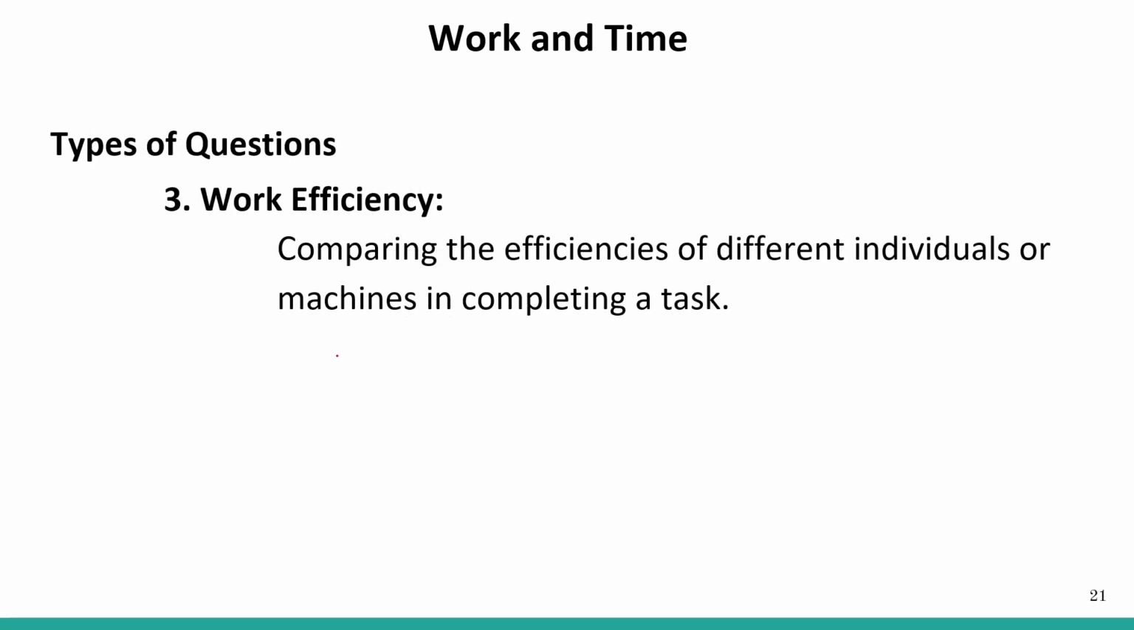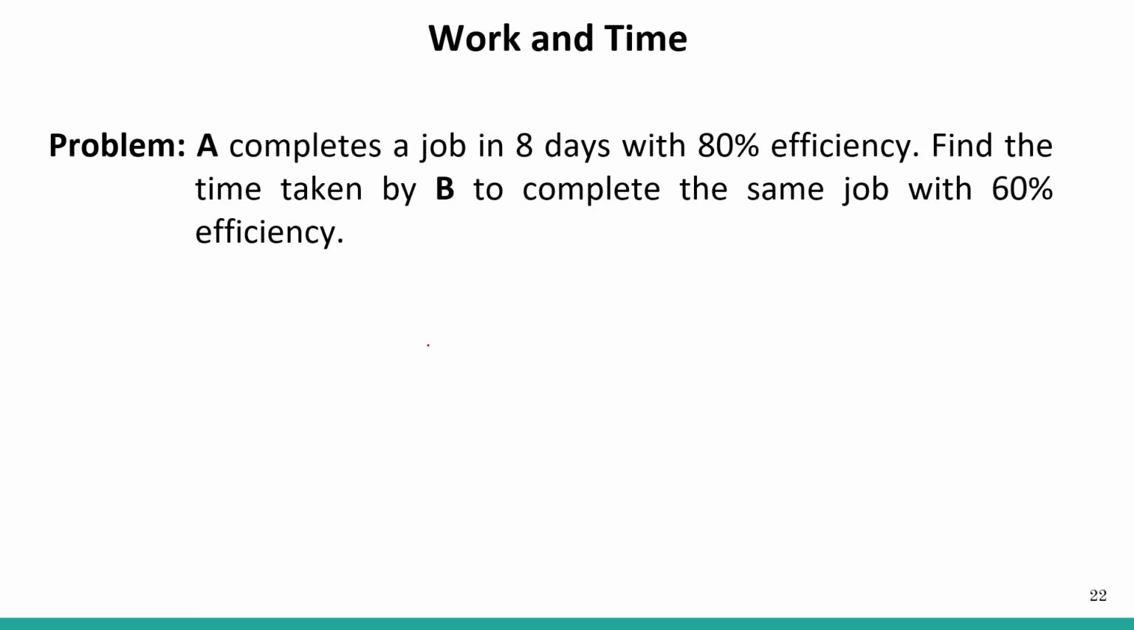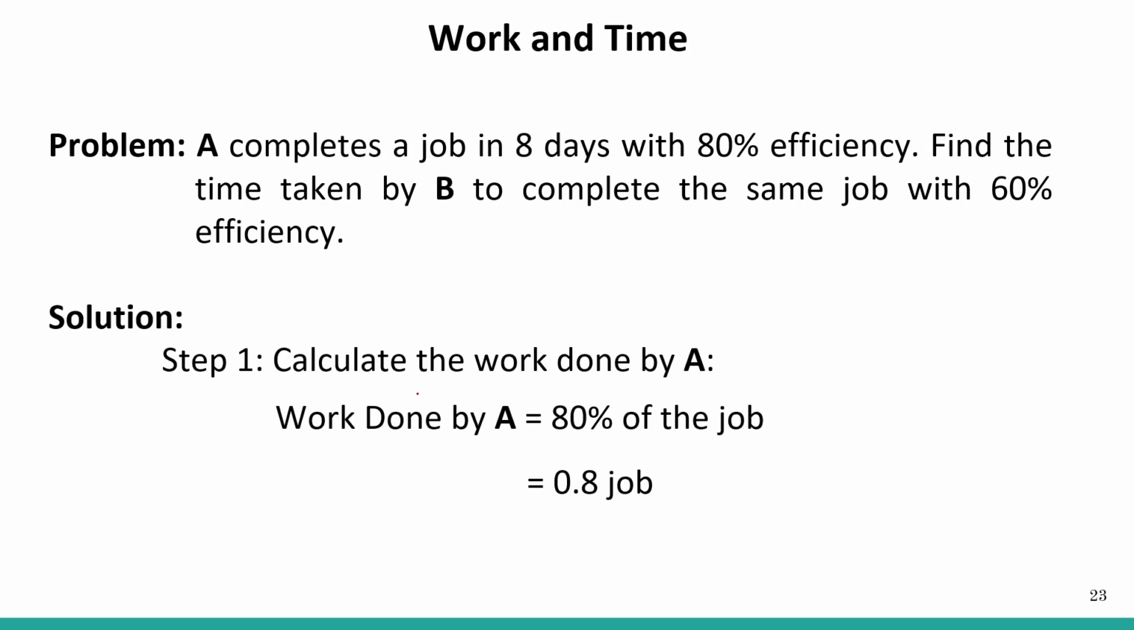So let's see the third kind of question, that is on work efficiency: comparing the efficiency of different individuals or machines in completing a task. Let's see a problem on this to get a better gist of it. A completes a job in 8 days with 80% efficiency. Find the time taken by B to complete the same job with 60% efficiency.